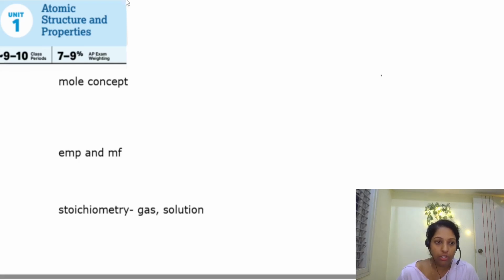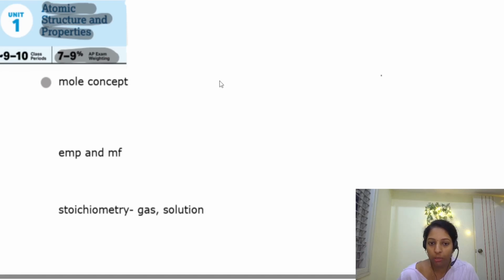Let's get started. In chapter 1, as you know, atomic structures and properties, the very basic chapter, the weightage will be 7 to 9 percent. Except for acids and bases and unit 3, every other chapter has the same weightage, 7 to 9 percent. In this chapter, the first main point we need to study is the mole concept.